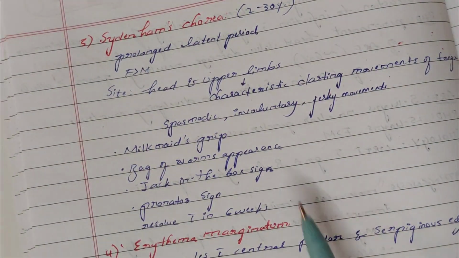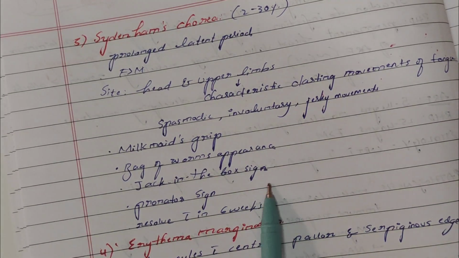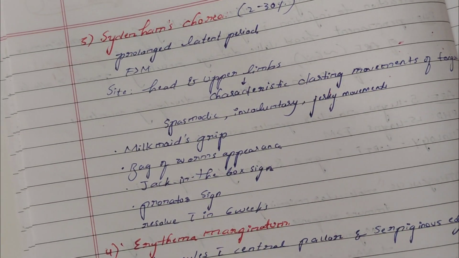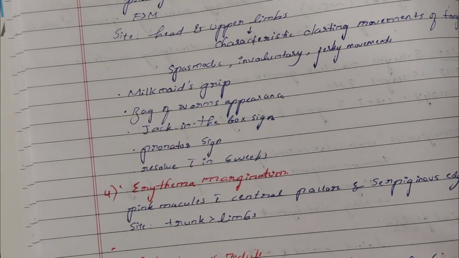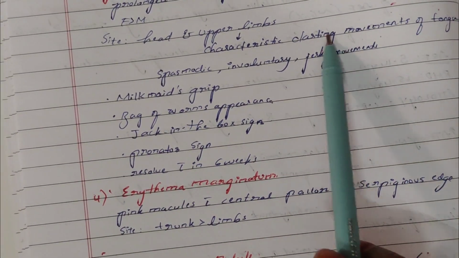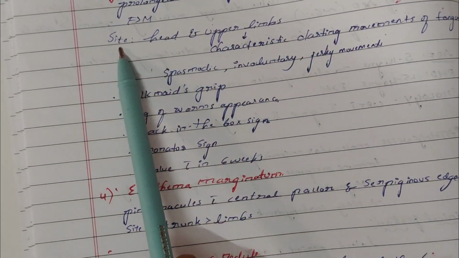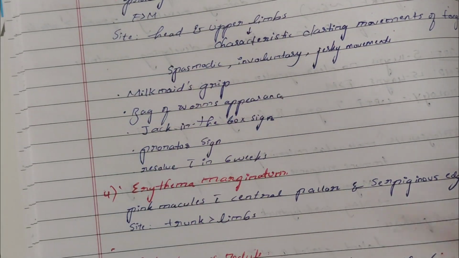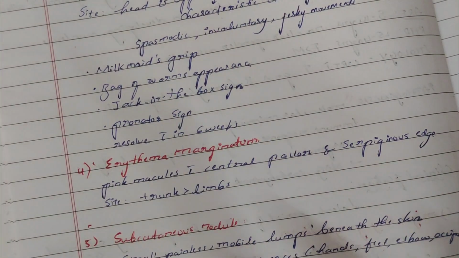We can also see milkmaid's grip, bag of worms appearance, jack in the box sign and pronator sign, and this is resolved within 6 weeks. If you remember all these things, it's good. If you don't remember, you can write what this chorea is, and that it has a prolonged latent period, and the most common site is the head, and upper limbs are more affected. If you write this, it's more than enough.